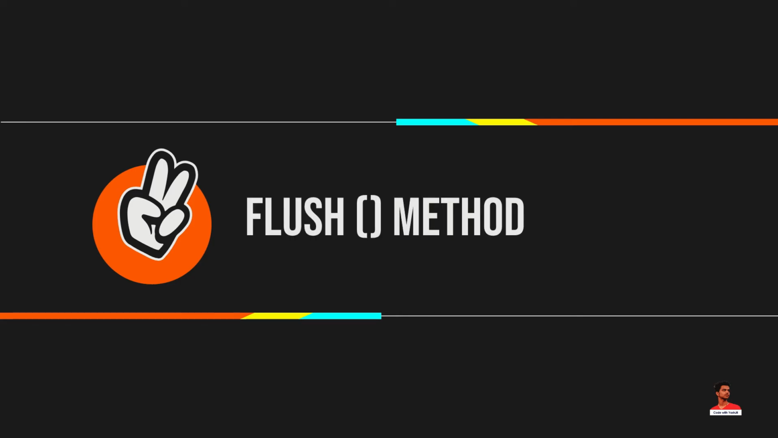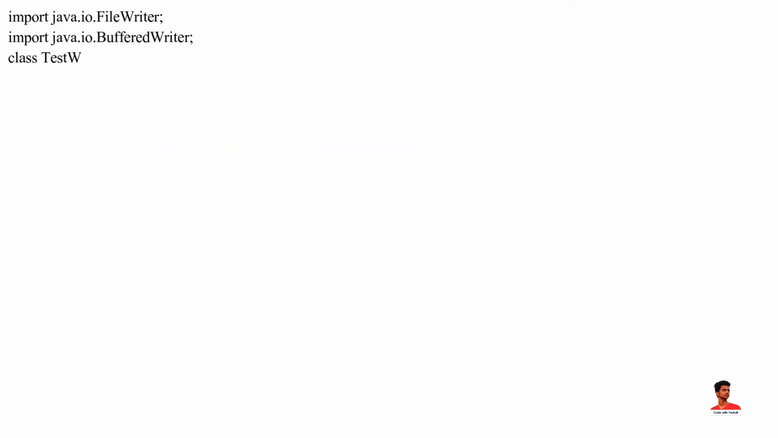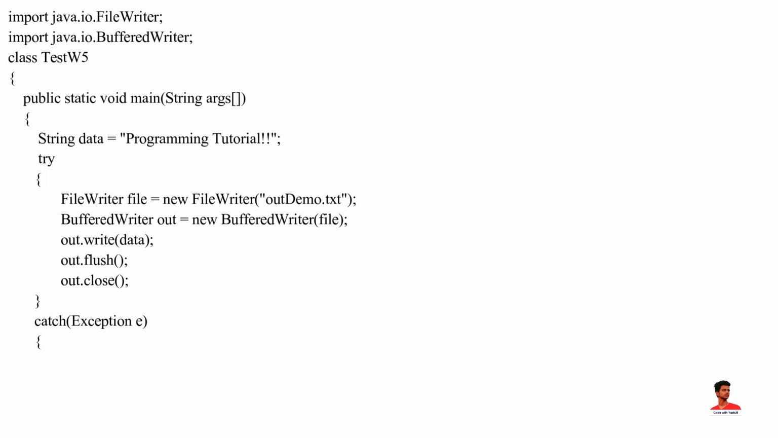To clear the internal buffer, we can use the flush method. This method forces the writer to write all data present in the buffer to the destination file. When we run the program, the file outdemo.txt is filled with the text represented by the string data.